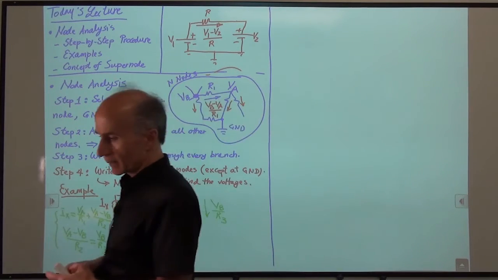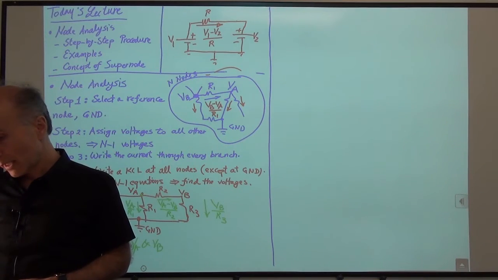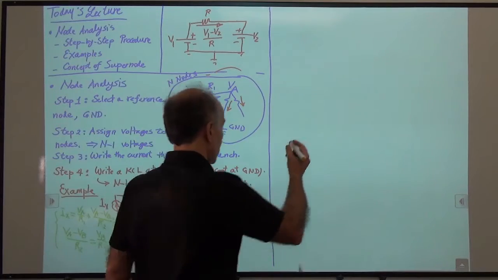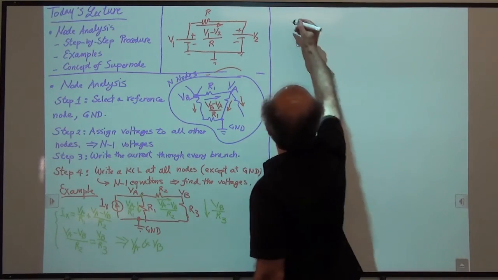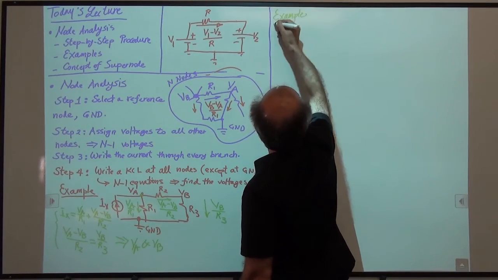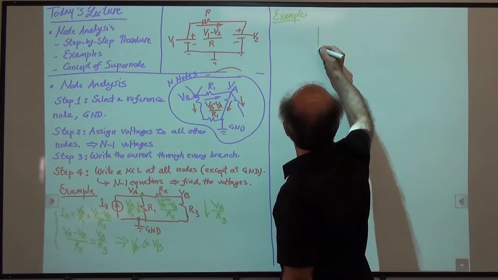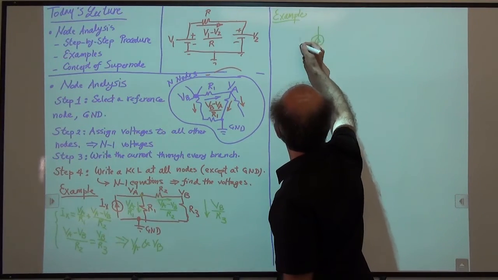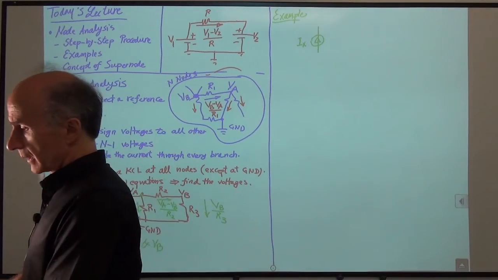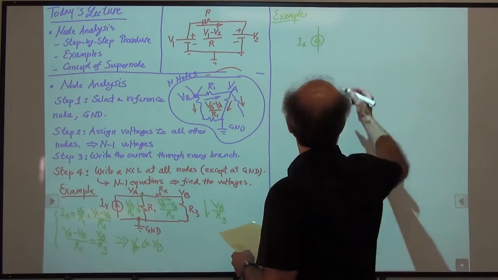Okay, so that's a simple example. Let's make things a little more interesting and go to this circuit here. So let's go to another example. Okay, so I have a bunch of devices here. I have a current source. Let's call this IX. And then I have a bunch of other devices.